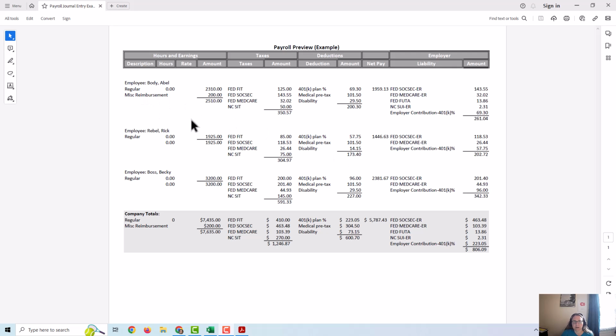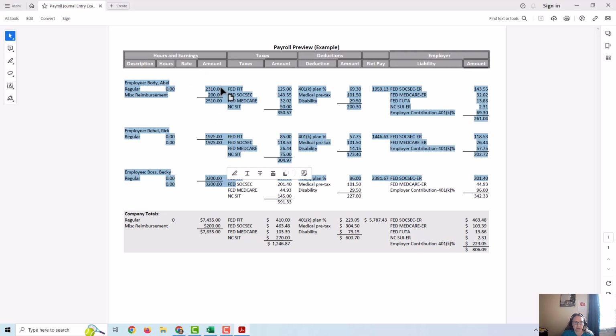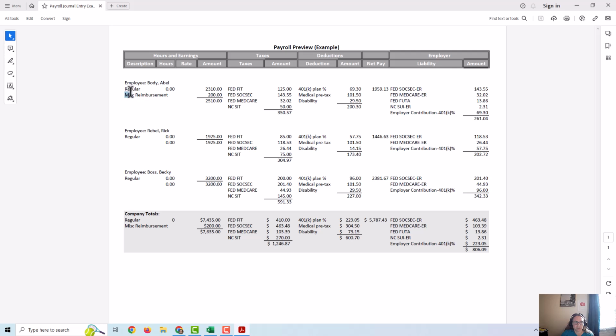So in this example, I just set up some pretend employees. I put their gross pay over here on the left, and I set up a reimbursement just so I can show you how to enter that. Their withholding taxes are in this second section. They have federal withholding, Social Security and Medicare, which is FICA taxes, and their state income tax withholding. And then they also have some deductions. They have a 401k plan that they contribute to. They pay part of their medical insurance, and they also pay for disability insurance.